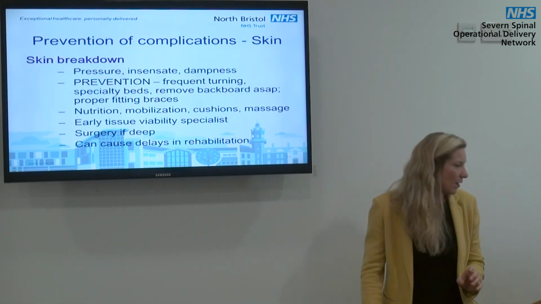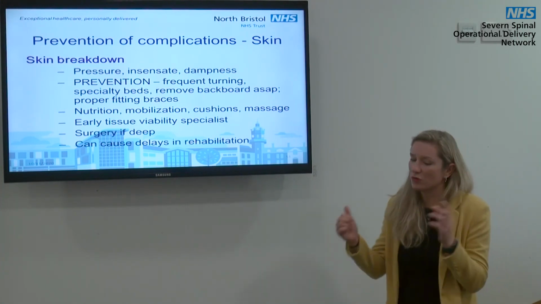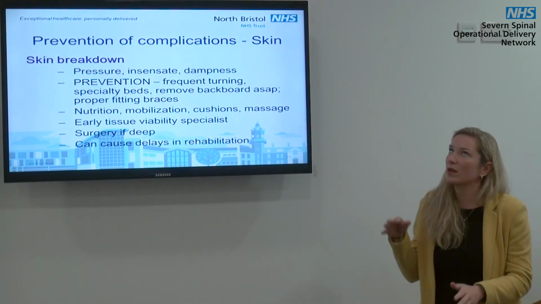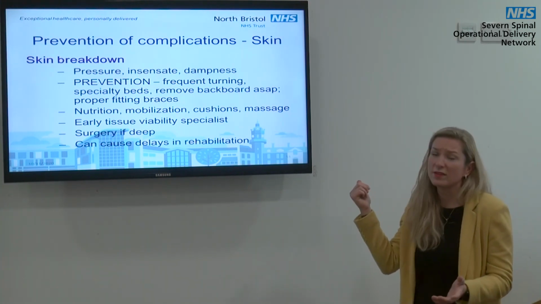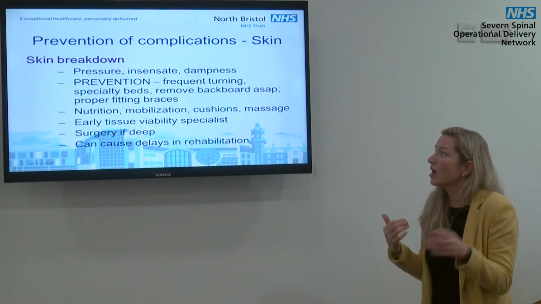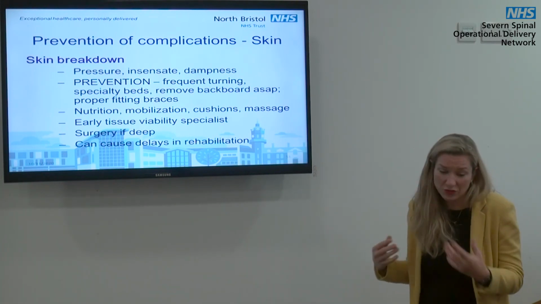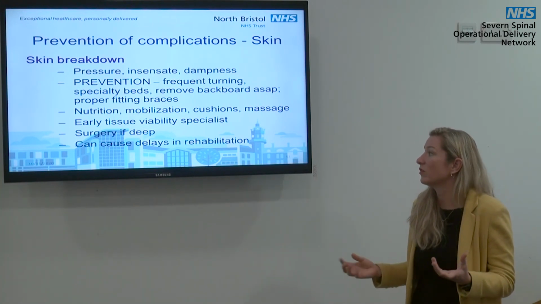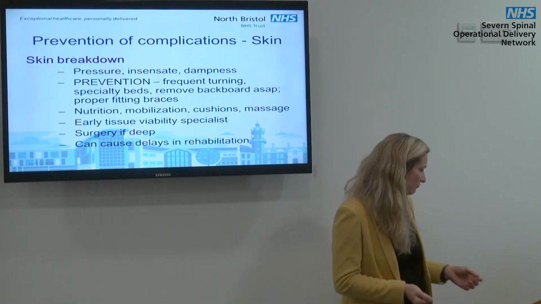Skin. A really, really important area. We've touched on it with nutrition and preventing wet skin with catheters, but frequent turning, and documentation of those turnings, is really important. Proper fitting braces so you don't get pressure sores under the chin and on areas where braces fit. Appropriate mats and mattresses. And if you do get a pressure sore, early intervention with a tissue viability specialist. Sometimes you'll need surgery for this if you get a deep pressure sore, and obviously it can cause delays in their rehabilitation.